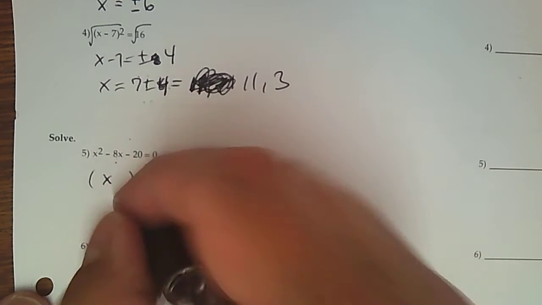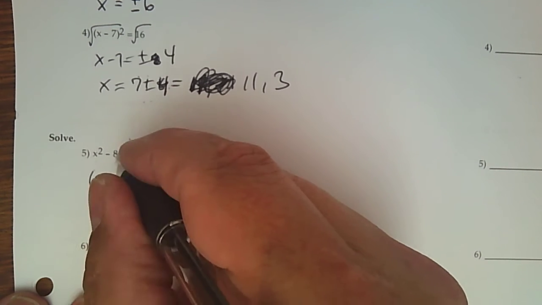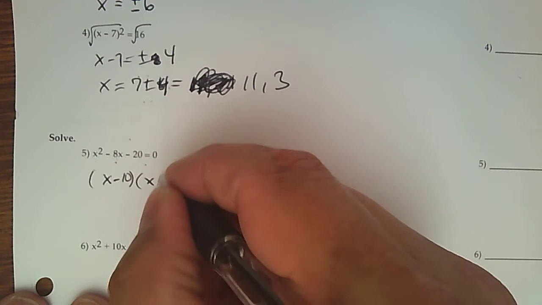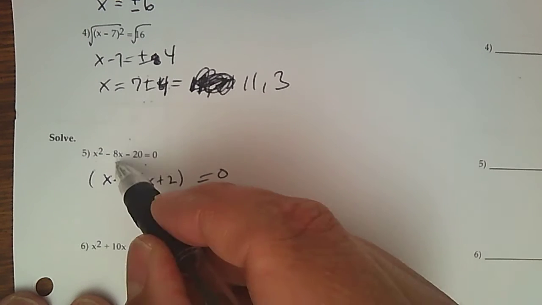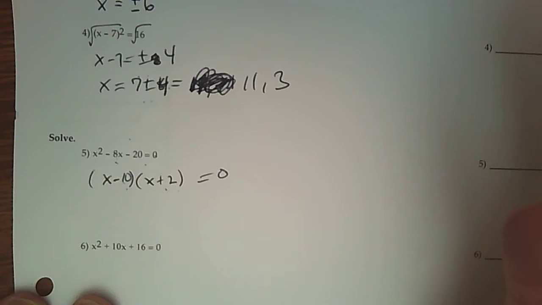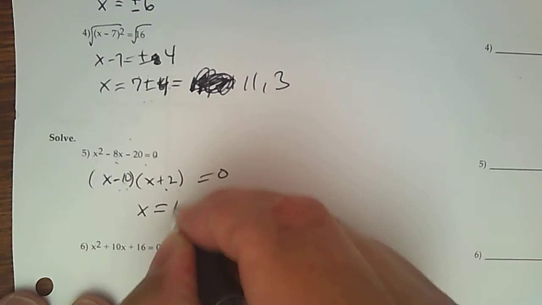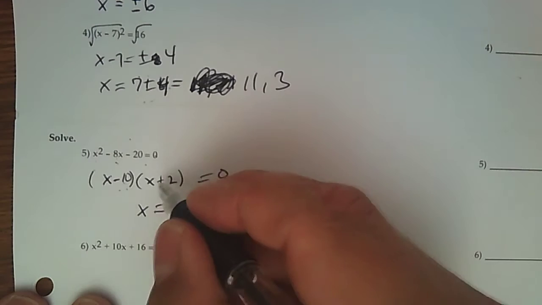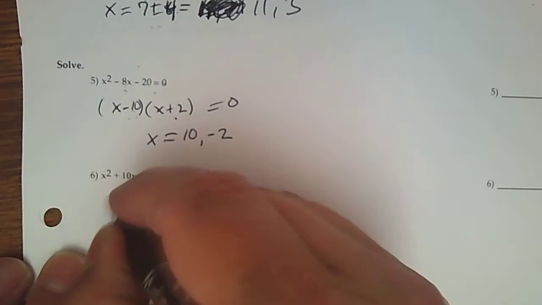So it's 8. So those two numbers are 10 and 2, and it would be negative 10 and positive 2. So negative 10 and positive 2 add to negative 8, and they multiply to negative 20. Then set each factor equal to 0. So the first factor will give you the answer 10, and the second factor will give you the answer negative 2.